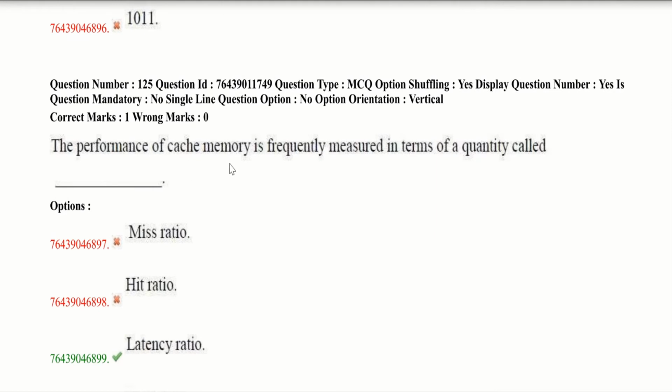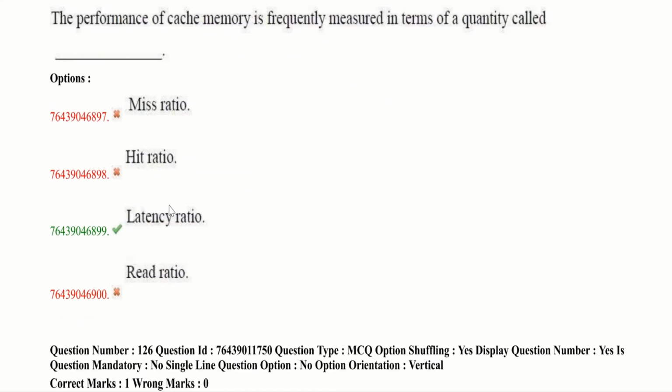The performance of cache memory is frequently measured in terms of a quantity called... The performance of cache memory is measured in terms of hit ratio. The other option is wrong. There is no concept of latency ratio in cache memory. We have latency in memory access, but not in cache memory.